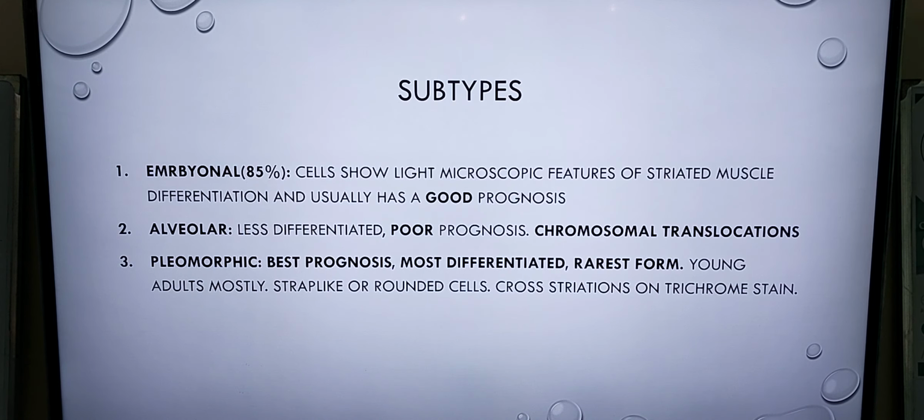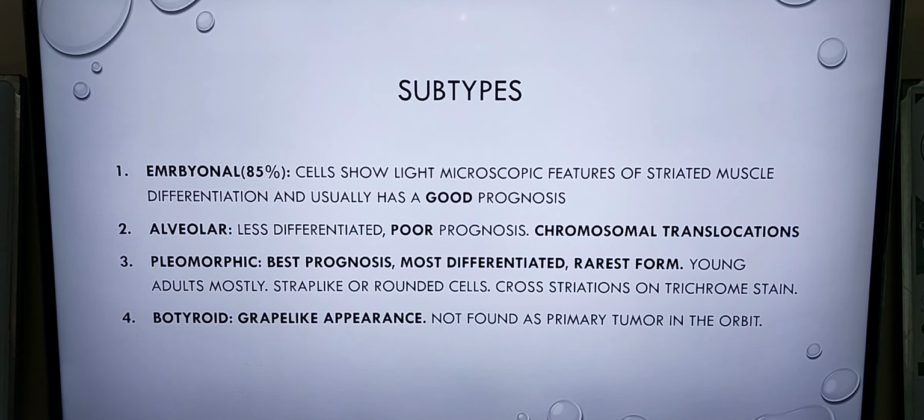The third type is pleomorphic, which has the best prognosis overall, but it is the rarest and it is the most differentiated. Found mostly in young adults. In histology, there are strap-like or rounded cells, and on trichrome stain, you may find cross striations. The fourth type is botryoid, which has a grape-like appearance, and usually it is not found as a primary orbital rhabdomyosarcoma. It usually manifests due to extension from the conjunctiva or some other areas.